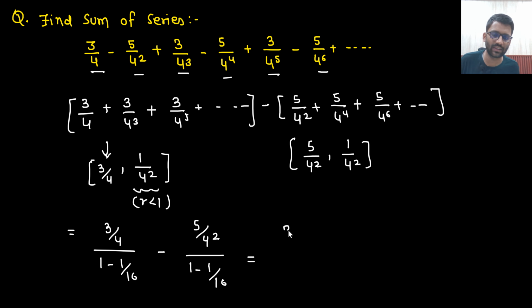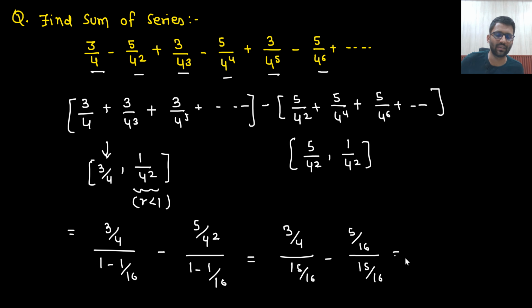Or you can do the calculation on your own as well. How will you do the calculation? This is 3 by 4 minus 5 by 16, divided by 15 by 16. 4 square is 16. So 3 by 4 minus 5 by 16, I can write this as 12 by 16. And 12 minus 5 is 7 by 16. 7 by 16 divided by 15 by 16. So what will be the answer? 7 by 15. In this manner I will do the calculation. So 7 by 15 is the answer.